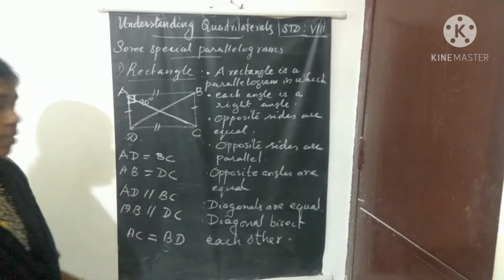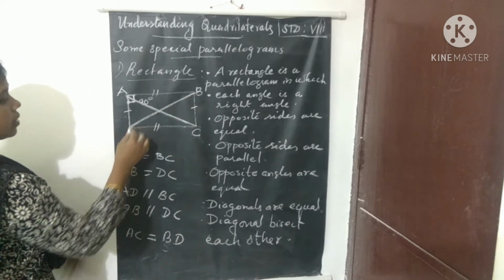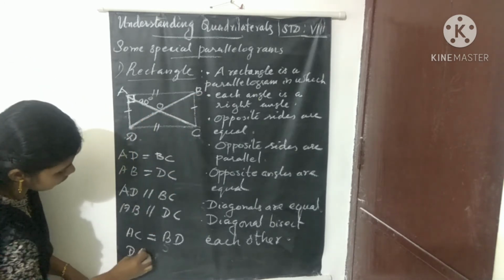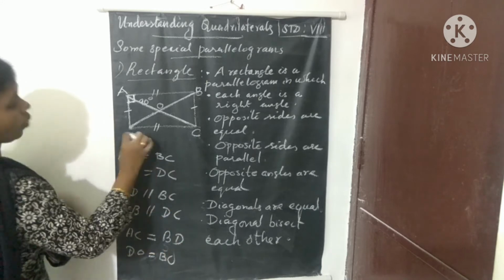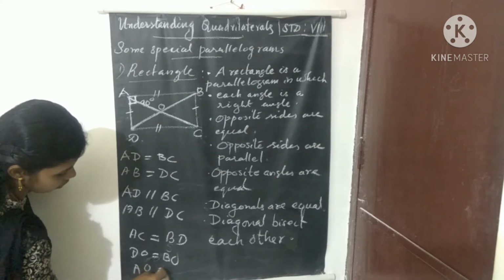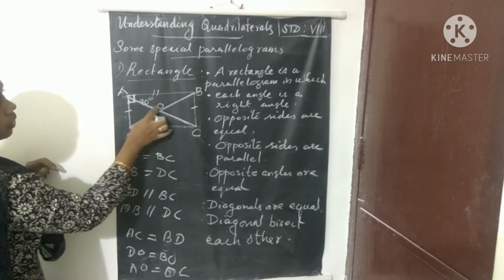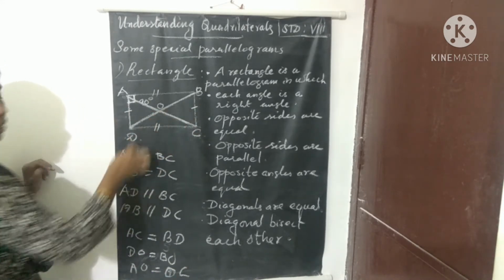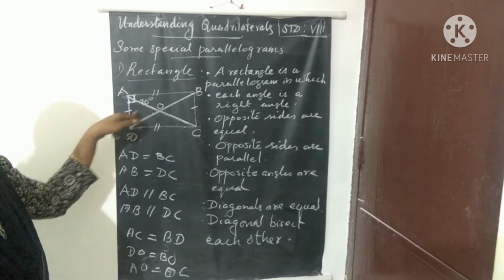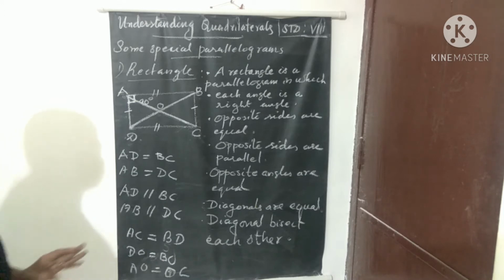Then next, diagonals bisect each other. Here I give one point O, that is DO equals BO and AO equals OC. That means diagonals bisect each other. When the diagonals intersect, they divide each other into equal measures. All of you understood?